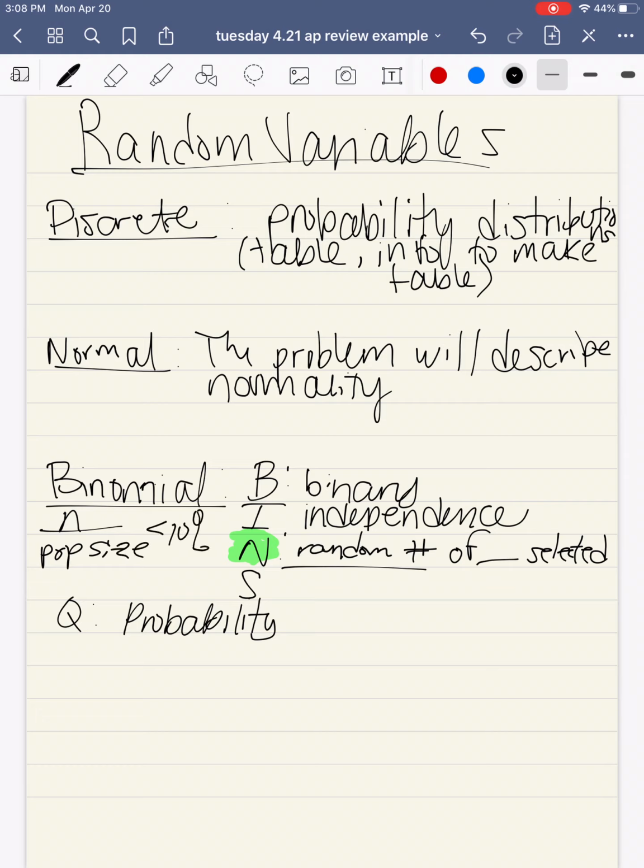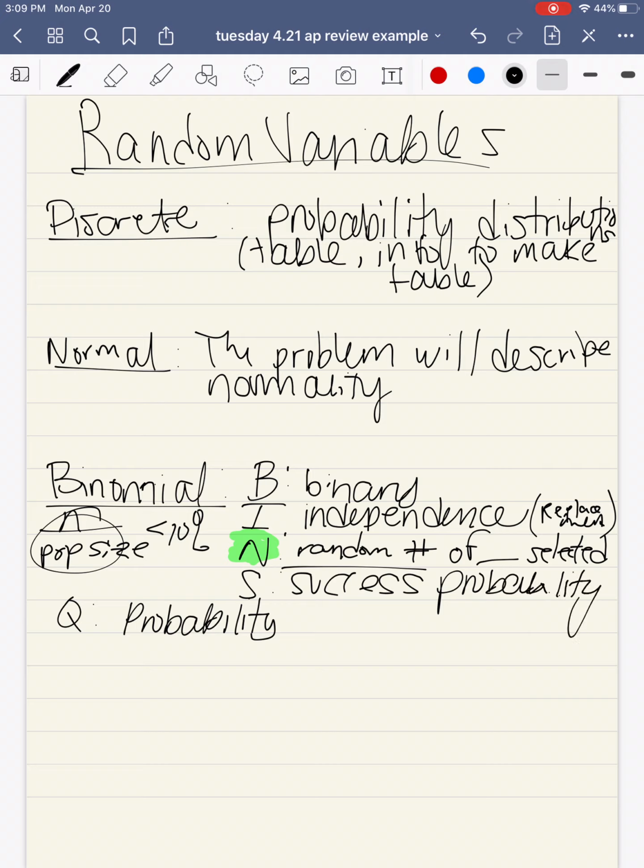Or are we going to draw with replacement? So sometimes they say that there's replacement going on. We really can't do this with people, so that's why we have this method. But if there is a situation where we're taking cards and we replace them, then there's independence going on. And then lastly, there is a probability of success, and then that's how we know that this is binomial.